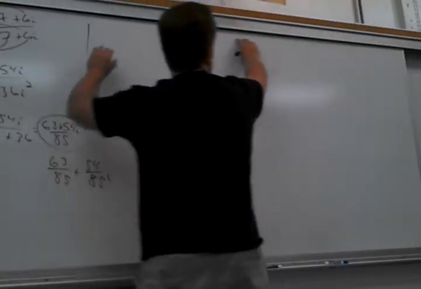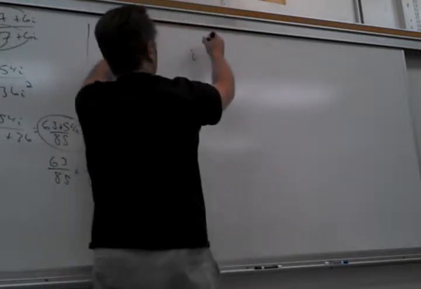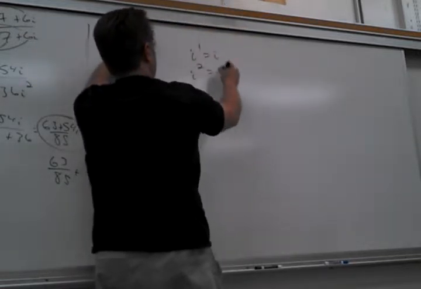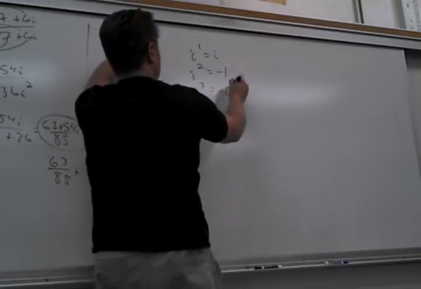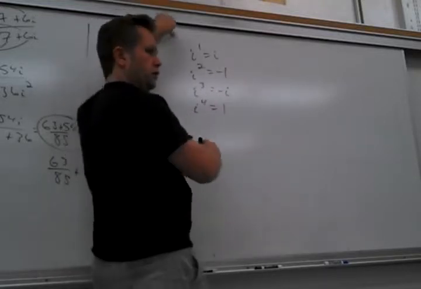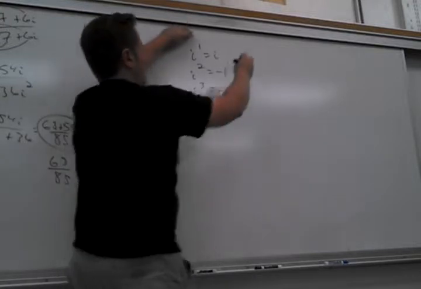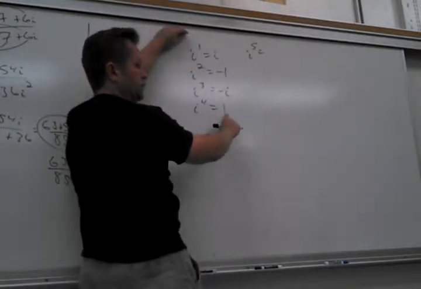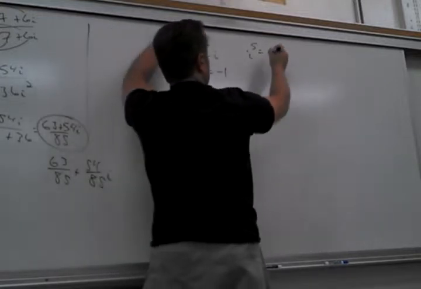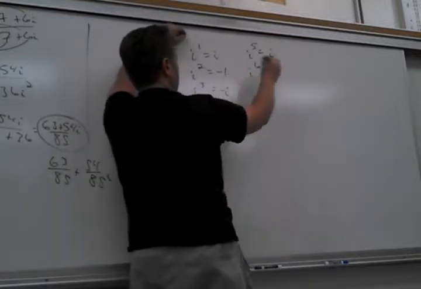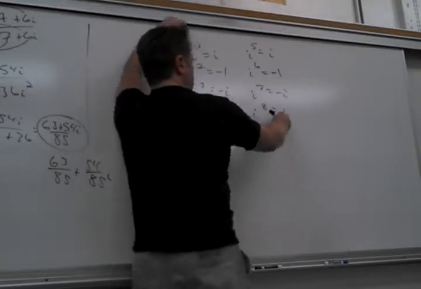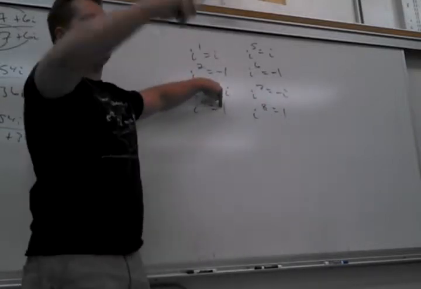Yeah. So, okay. Remember, i to the first is i. i squared is negative 1. i cubed is negative i. i to the fourth is 1. So then it starts over again. i to the fifth would be i to the fourth times i. It starts over. It's i. i to the sixth would be negative 1. i to the seventh would be negative i. i to the eighth was 1. If it comes back to 1, it's going to start over again.